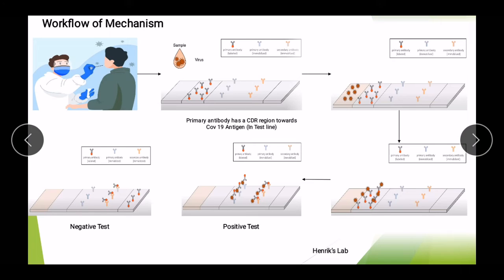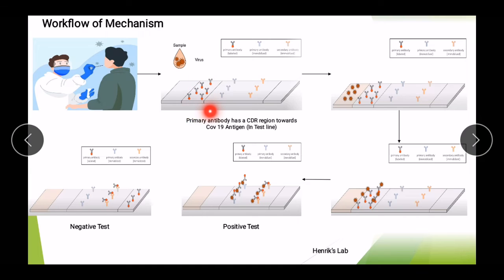Here, once the swab is collected from the nasopharyngeal region or from the throat, it is applied to the strip. What does the strip have? It has antibodies. This is the conjugate pad. The blue one is the test line, and the orange one is the control line. In the conjugate pad, as I mentioned earlier, there is a fluorescently labeled antibody which can mobilize.